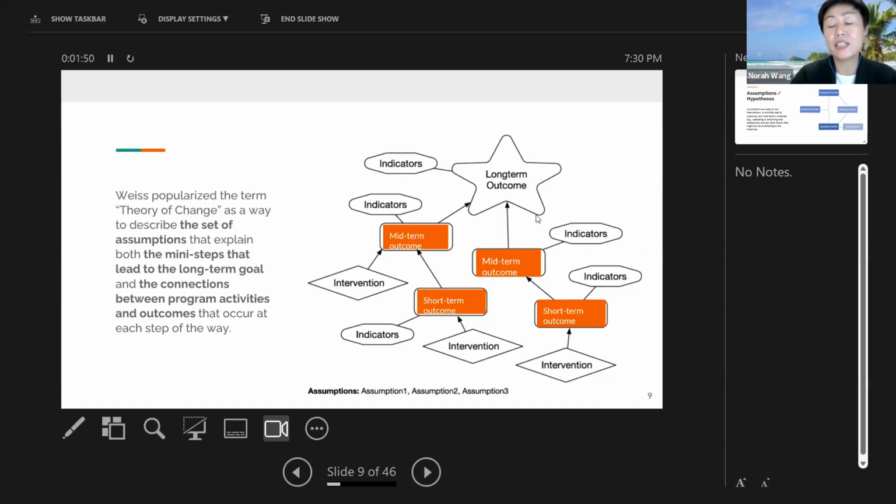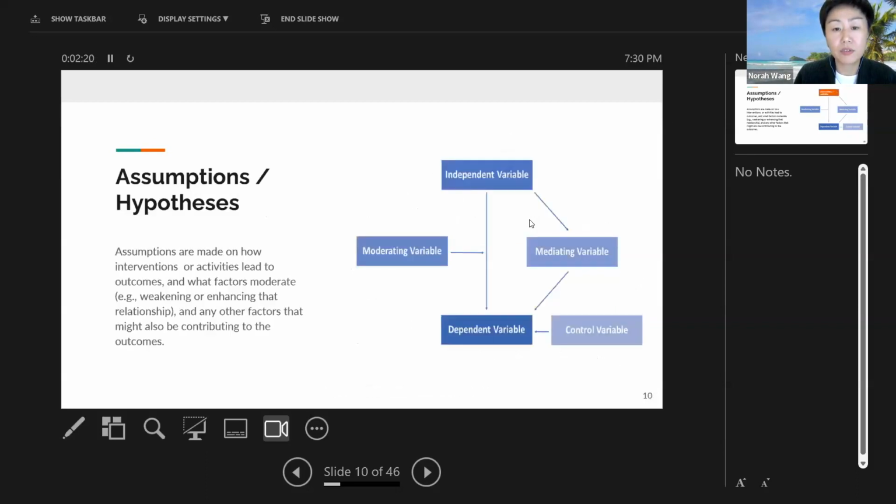As for the indicators, I see a lot of people tend to ask: what are the indicators for milestones? When you achieve certain milestones, what are the indicators for those milestones? If you achieve certain short-term outcomes, what are the indicators for that? So in order to articulate the theory of change, we need to be thinking about these different facets.